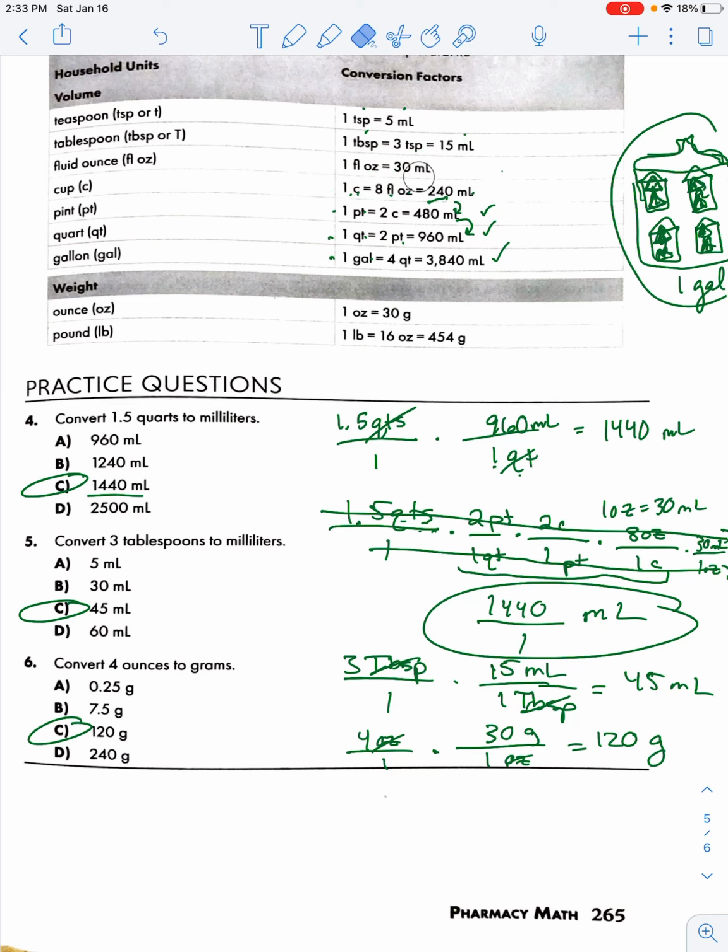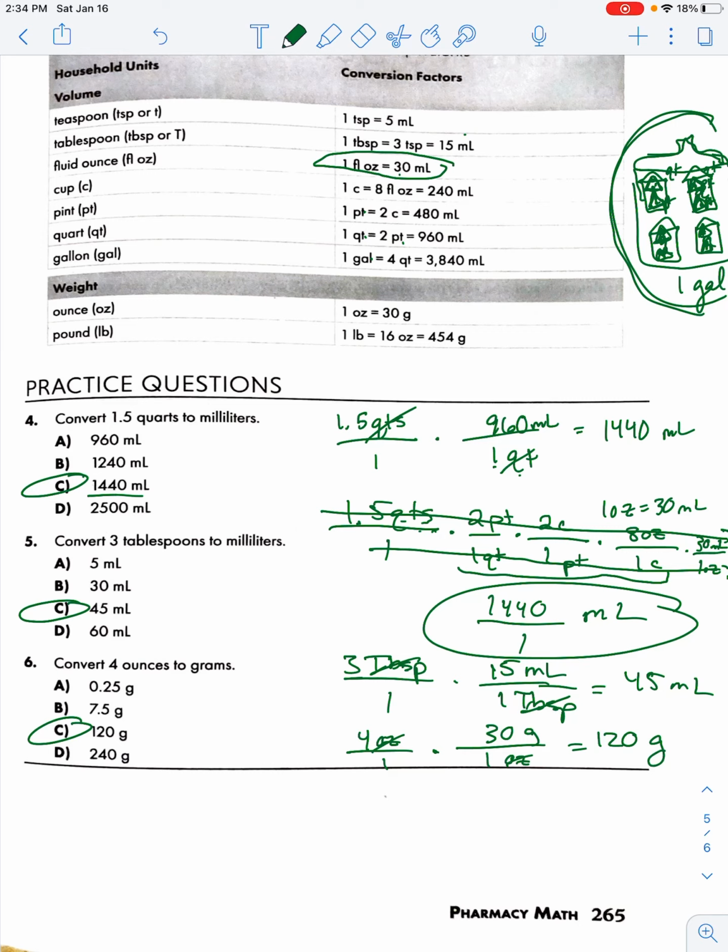So you want to memorize these conversion factors. But again, if you're trying to save memory, if you're trying to figure out, okay, I can't memorize all of these, what's the most important to memorize? Memorize that 1 fluid ounce is 30 milliliters, and then draw this picture. Because when you have this picture, you have the relationship between gallons, quarts, pints, and cups. And each cup is 8 ounces.